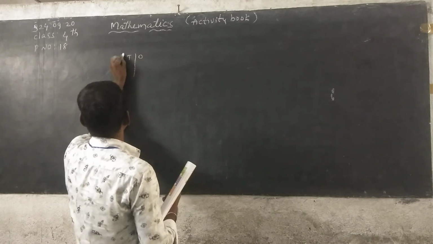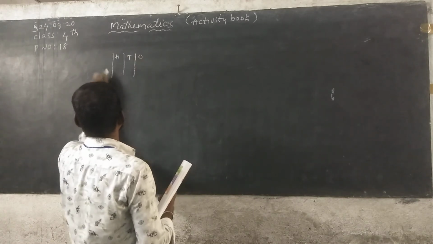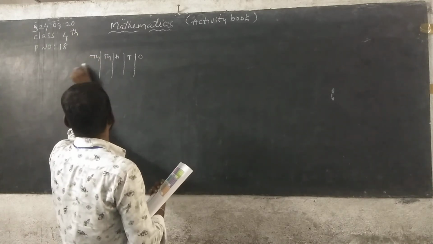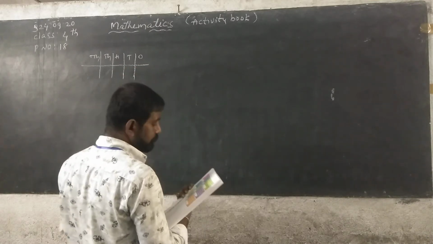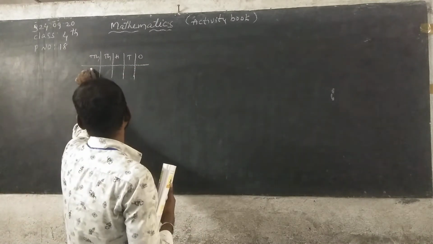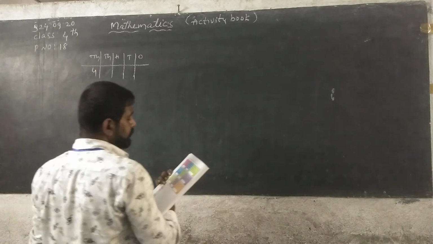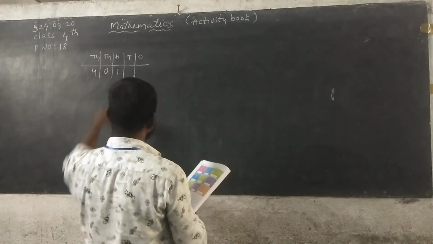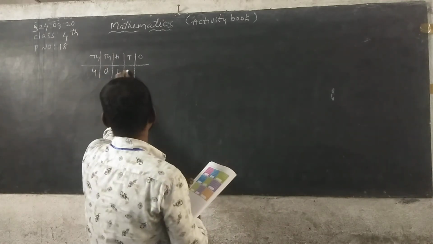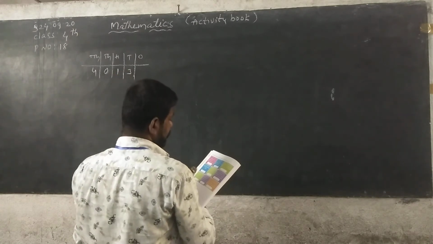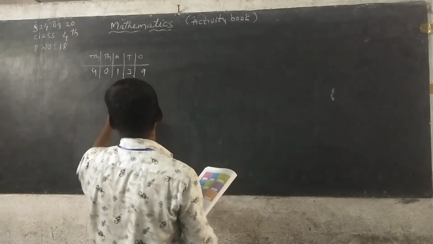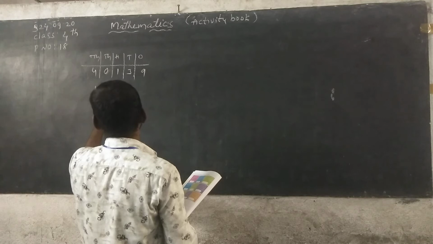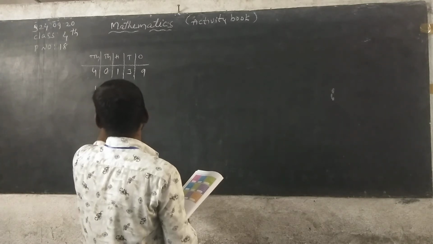1's, 10's, 100's, 1,000's, 10,000's. See here. So 4 in 10,000's place, 0 in thousands place, 1 in hundreds place, 3 in tens place, and 9 in ones place. So the given number is 40,139.